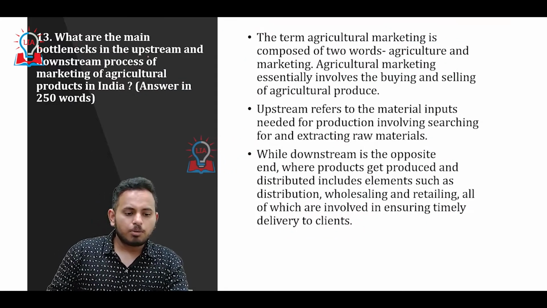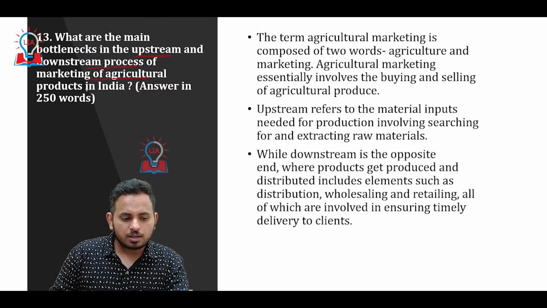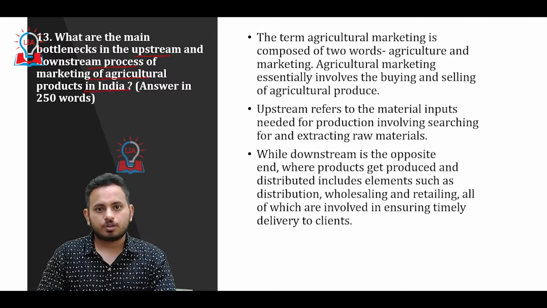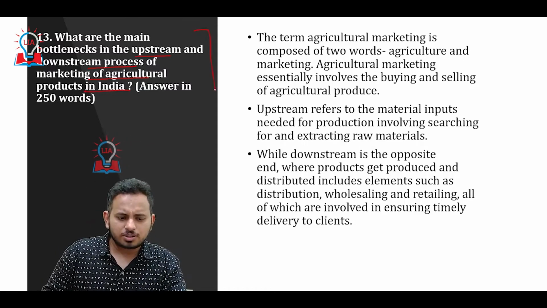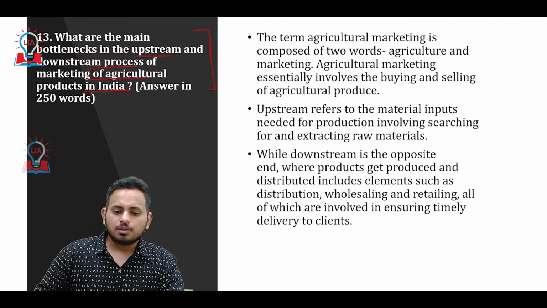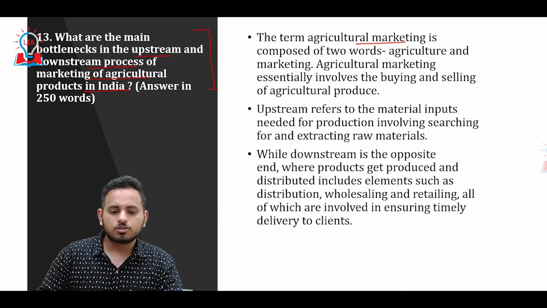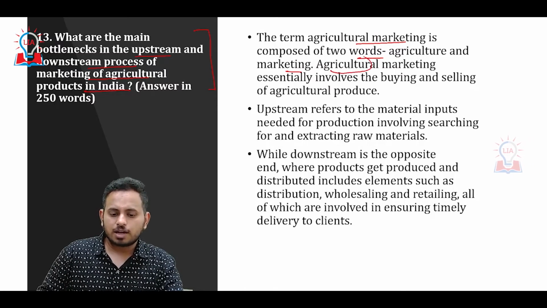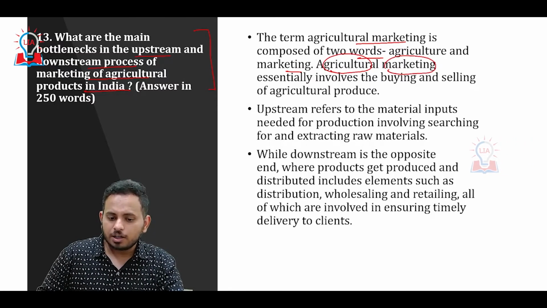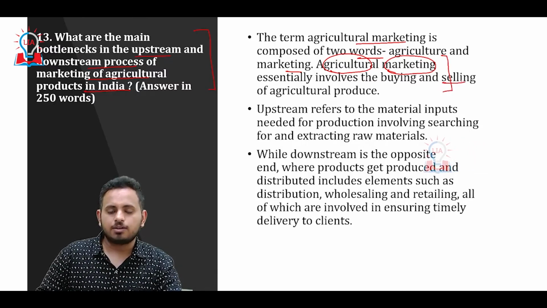What are the main bottlenecks in the upstream and the downstream process of the marketing of the agricultural products in India? Okay, very important and a very straightforward question which talks about the upstream and the downstream of agricultural marketing and food processing. The term agricultural marketing, how do you understand by agricultural marketing? You have to define it in the introduction, composed of two words, agriculture and marketing. The production revolves is agriculture, and the same marketing of the agricultural produce is the agricultural marketing, that is selling.